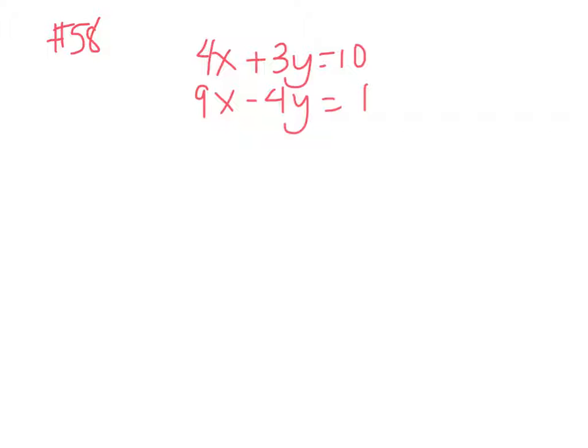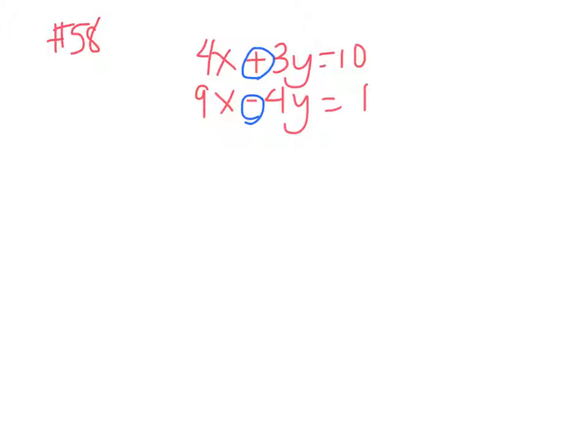So currently, we have a 4x and a 9x, a 3y and negative 4y. Now when I go to look at these problems, and if I can't just add or subtract them, I look to see what has opposite signs. So I see that there is a positive y and a negative y. Now 3 and 4, we can't take anything times 3 and make it 4. And we can't go opposite, multiply anything by 4 and make it 3.